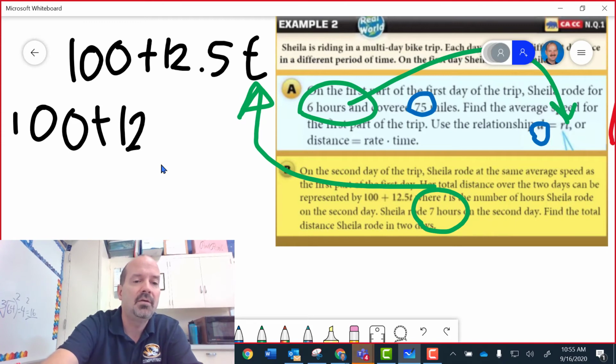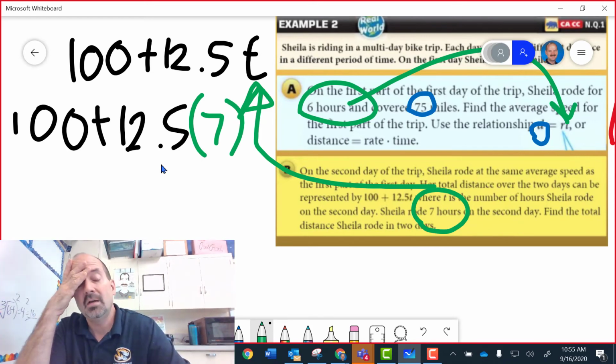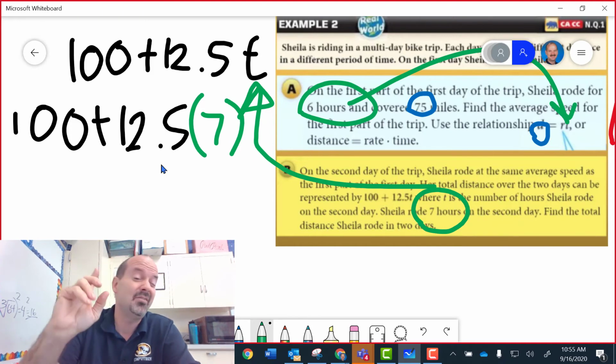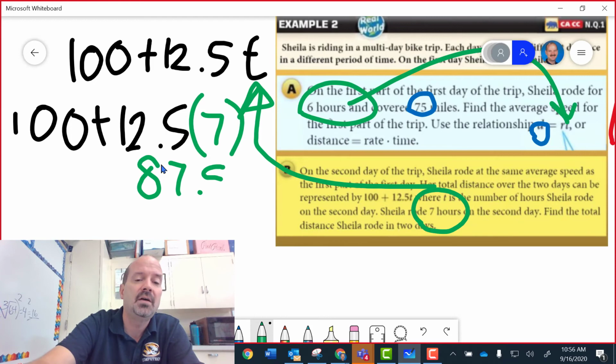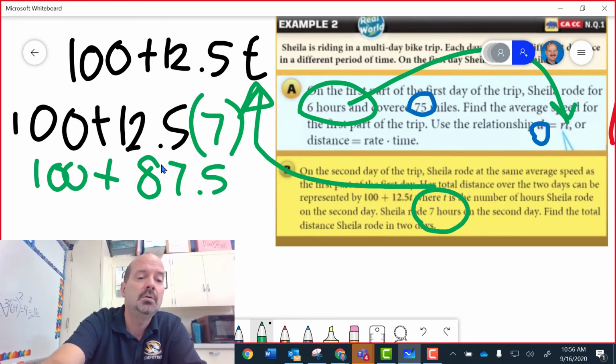And the answer is going to be the 100 plus 12.5 times T, which is 7. And 12.5 times 7. Did you memorize your 12s when you did your times tables? 12 times 7 is 84. Plus half of 7, because the 0.5 is 3.5. So 84 plus 3.5 is 87.5. You can check on a calculator if you want, but I think 12.5 times 7 is 87.5. Plus the original 100. So you end up with 187.5.